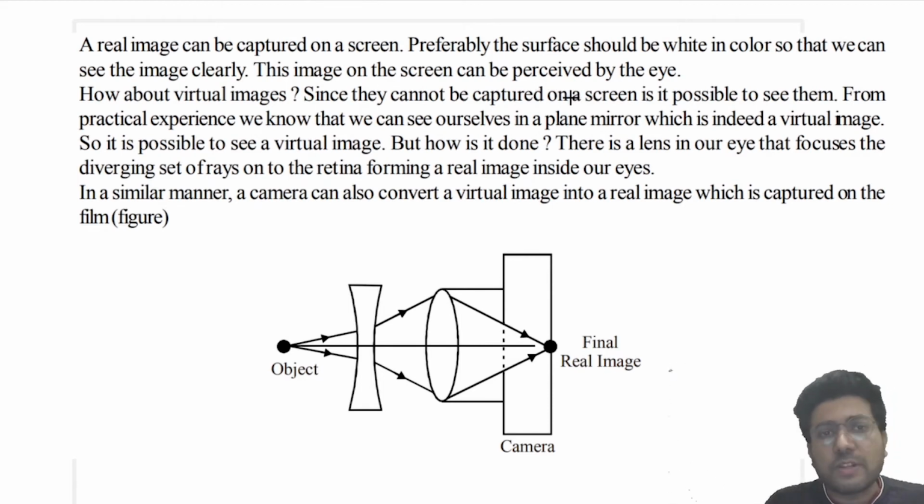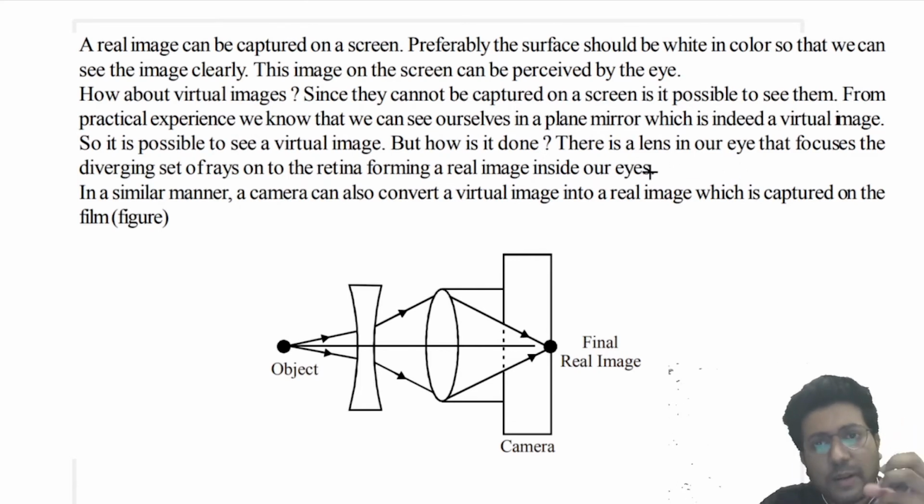Now what about virtual images? You know that a virtual image cannot be captured on a screen, right? Since they cannot be captured on a screen, is it possible to see them? Well, from your experience, you know that you can see them, right? In a plane mirror, we have seen that a virtual image is formed, and you are able to see yourself through the plane mirror. So that means you can see the virtual image. How? How is it done? See, there is a lens in our eye and there is a screen in our eye.